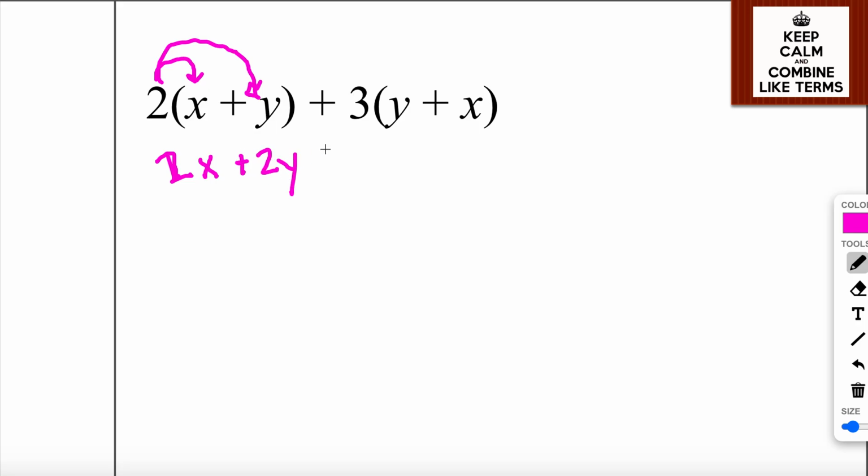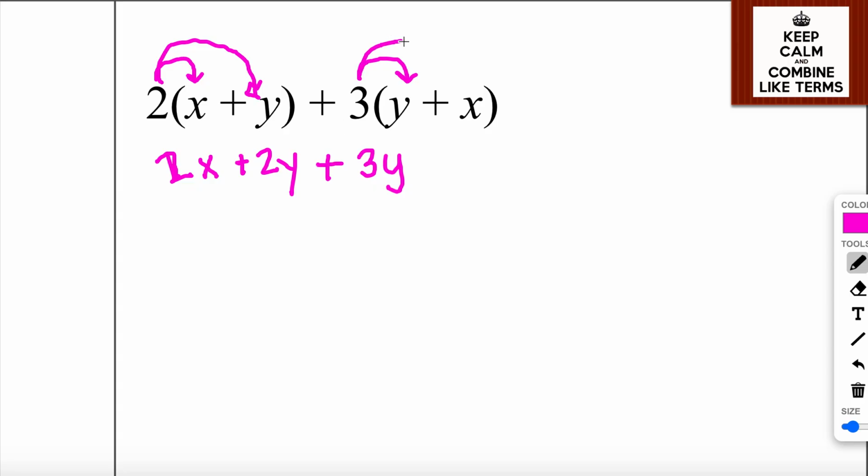Now over here, we also have 3 groups of y plus x. Oh my goodness, we got to distribute here too. 3 times y, we know that is 3y. But in between all of our terms, we have to have a plus or a minus sign. So if this is a positive 3 times y, we would get a positive 3y. So I want to put a plus sign in there.